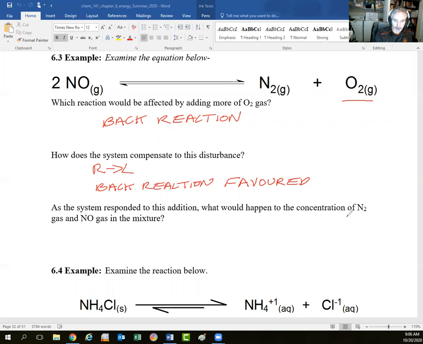So what happens to the concentrations of nitrogen and nitric oxide? Well, if we're moving to the left, we're using up the oxygen and nitrogen, so its concentration will decrease, but we're producing more of the nitric oxide, its concentration will increase. That's always a consequence of a reaction working harder, uses more of its starting materials, and produces more of its product. So that's the first one.